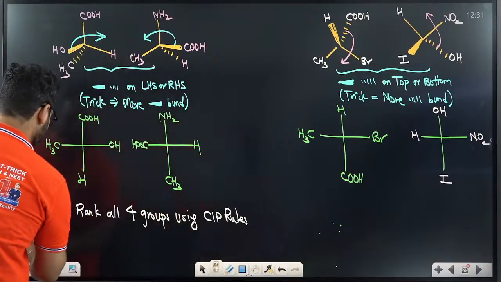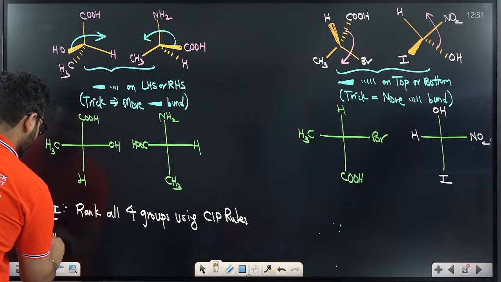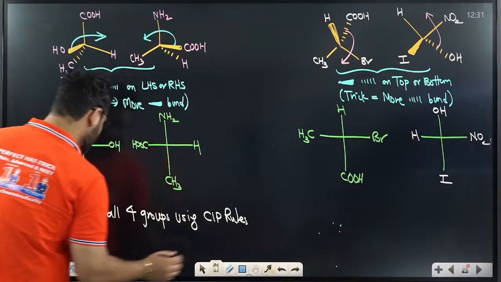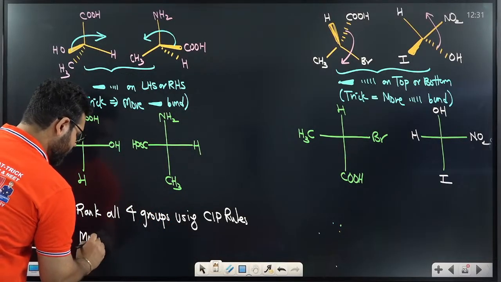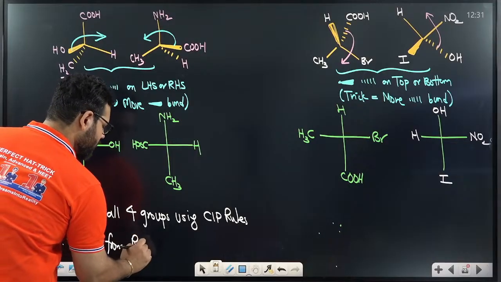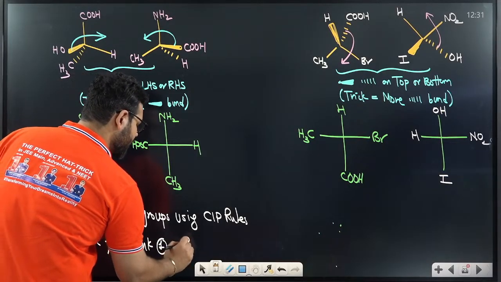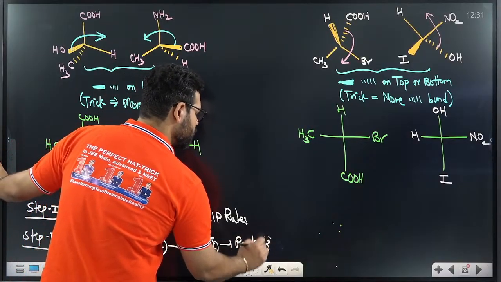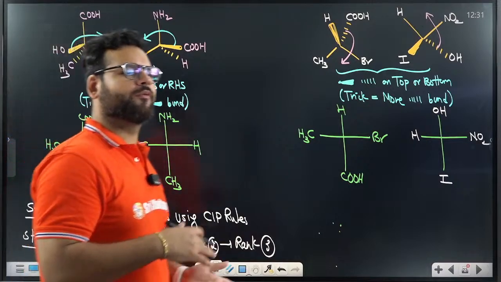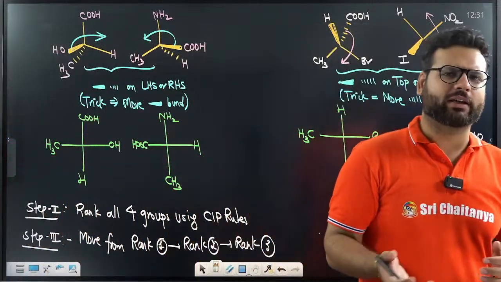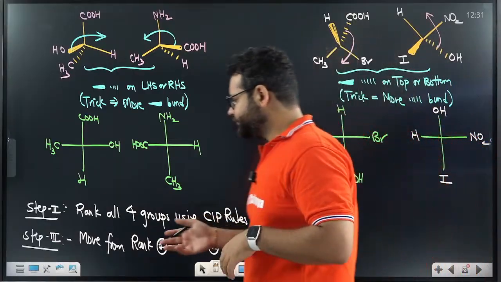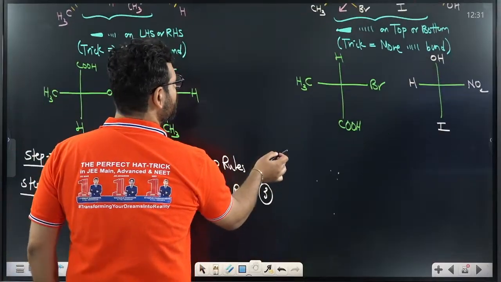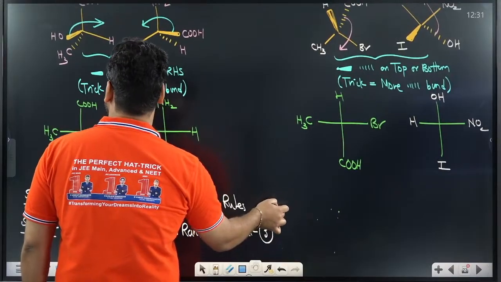Step 3. Move from rank 1 to rank 2 to rank 3. 1 to 2, 2 to 3 we have to move. When you move in this fashion, you will be able to decide R and S.